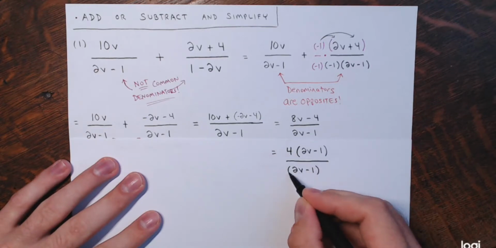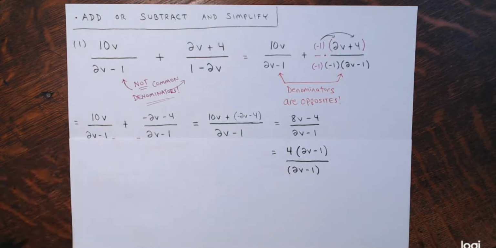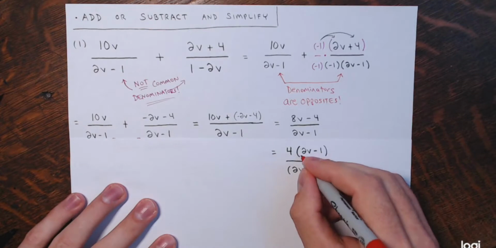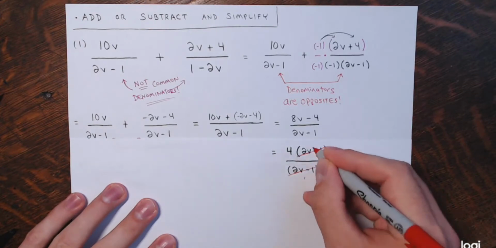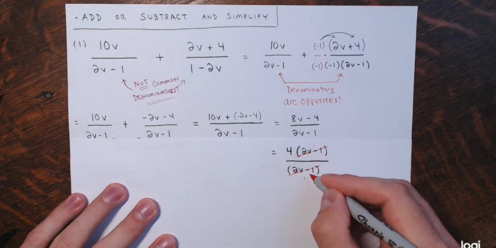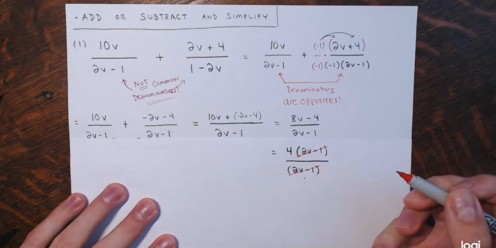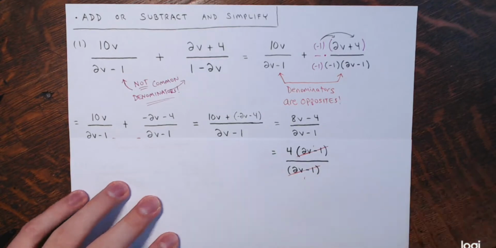So it's its own factor, and hopefully you can see the common factor in the numerator and denominator. That would be the factor 2v minus 1. So I divide those, and when you cancel common factors, technically they both become the number 1, right? Anything divided by itself is 1.